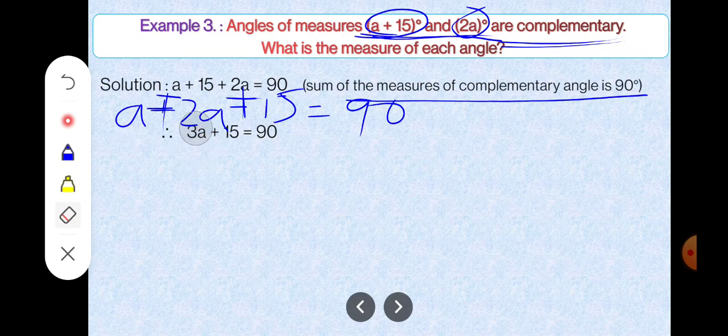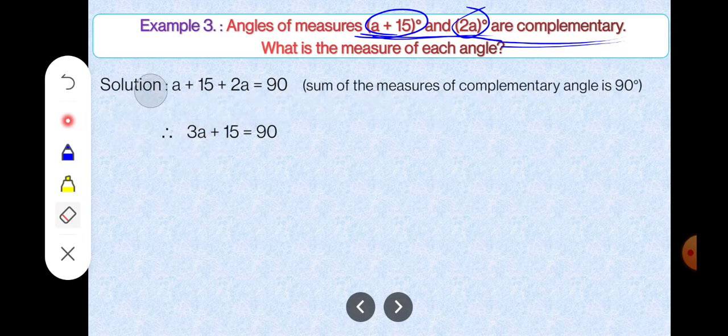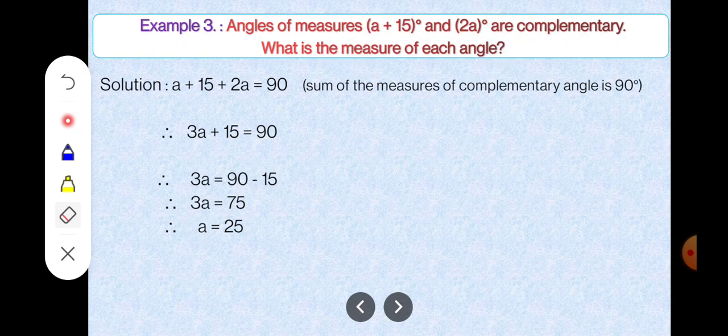Now, as 3a is the variable term, we will write 3a is equal to 90 minus 15, and 3a is equal to 75. Whatever is with the variable, in the next step it will go down into the denominator. So a is equal to 75 upon 3, and a is equal to 25. But is your solution done? No, it's not done. We want to find the value of each angle.